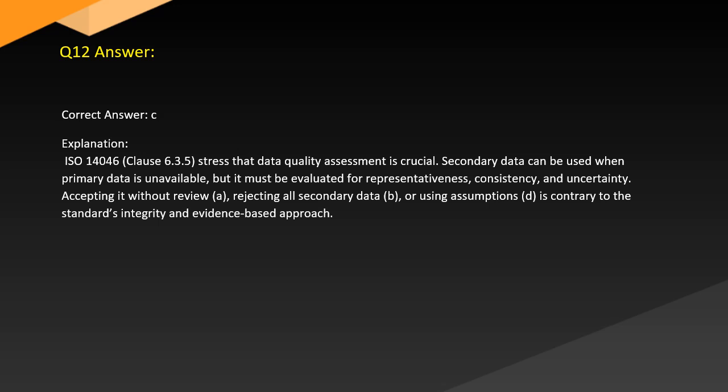Answer. Correct answer: C. See explanation. ISO 14046, Clause 6.3.5 stresses that data quality assessment is crucial. Secondary data can be used when primary data is unavailable, but it must be evaluated for representativeness, consistency, and uncertainty. Accepting it without review (A), rejecting all secondary data (B), or using assumptions (D) is contrary to the standard's integrity and evidence-based approach.